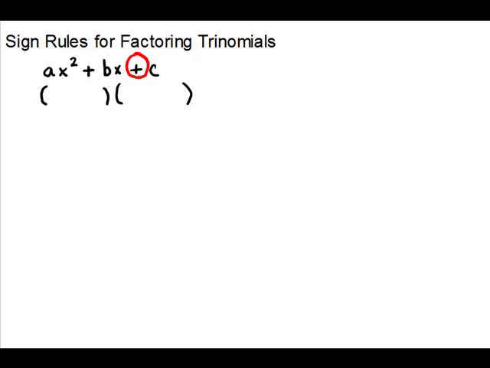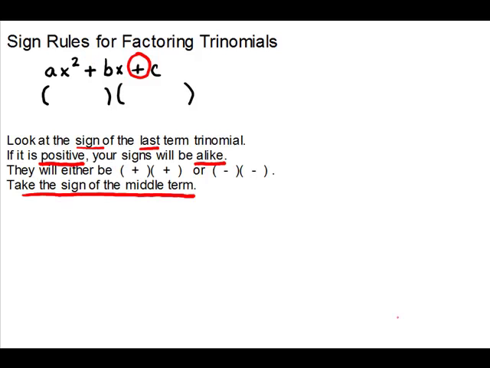Now, we don't know which they are, so we have to look back and take the sign of the middle term. So for this problem, we look at the last sign. It's a positive, so it says our signs are going to be alike, either plus plus or minus minus. We have to look back to the sign of the middle term to decide. For this situation, we're going to have both positive signs.